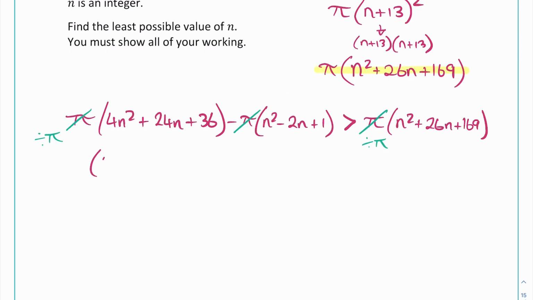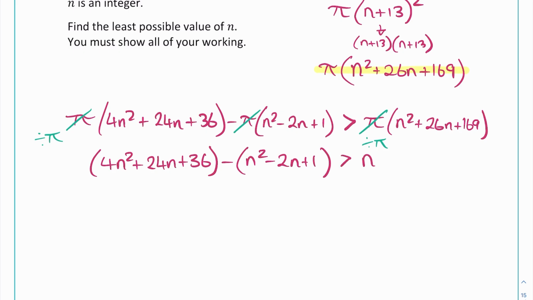So now I'll have 4n squared plus 24n plus 36 take away n squared minus 2n plus 1, and that is now greater than, I don't need to put this bit in a bracket anymore, n squared plus 26n plus 169. Now I think it's important to do that because this next part is something you need to be careful with anyway, because we're doing a take away and there's 3 things that we're taking away.